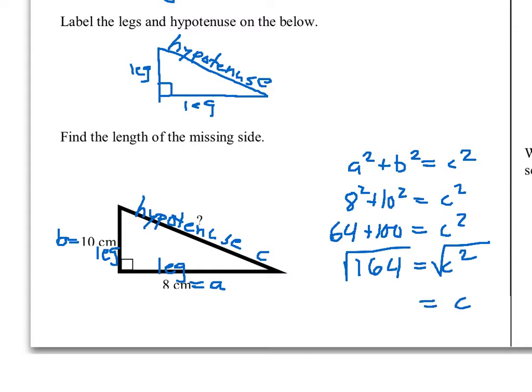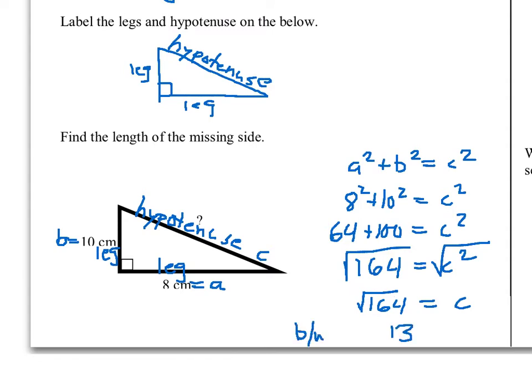And I need the square root of 164 because that is not a perfect square. I know one perfect square root we've already talked about today was 13. What was the perfect square for 13? It was 169. So this is going to be really close to 13, but it's not going to be 13.